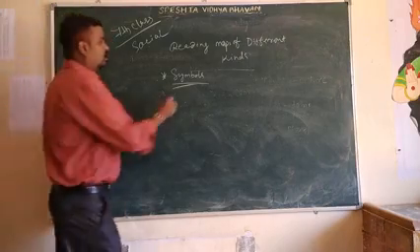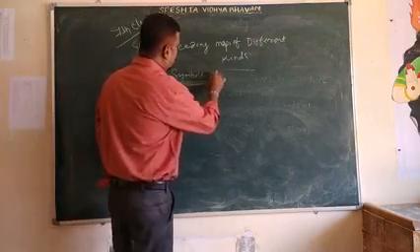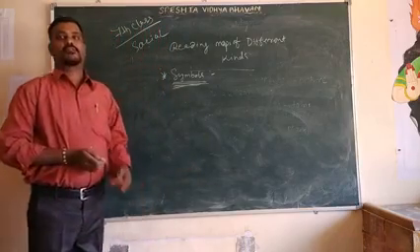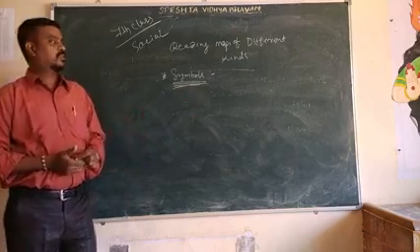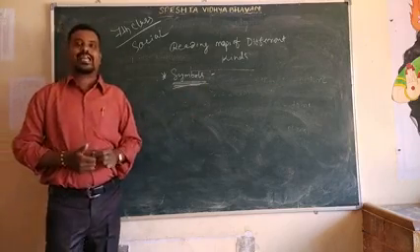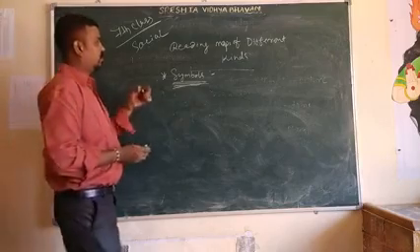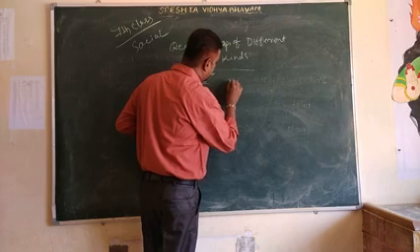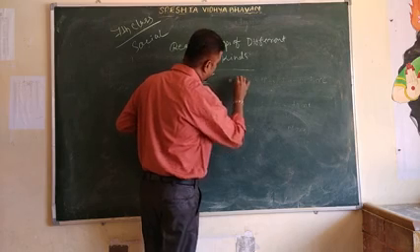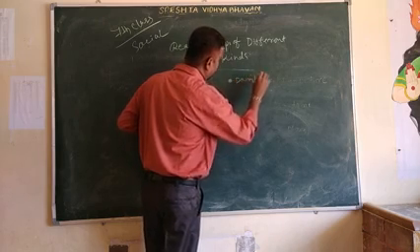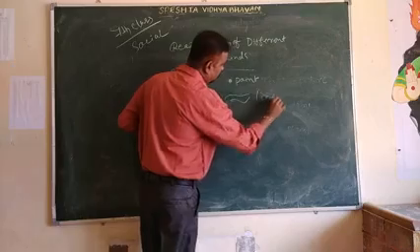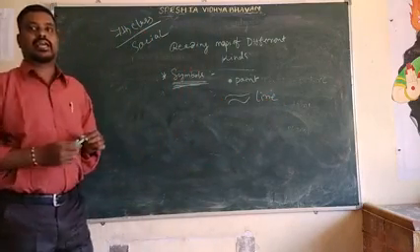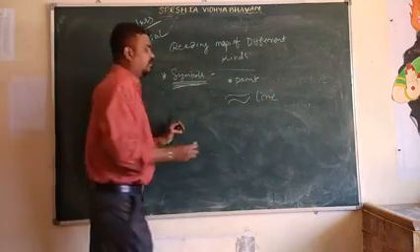Okay, so in the map we also use symbols. Here the symbols are nothing but point, line, area. So here symbols is what? Point. Line. Okay, point, line, and area.